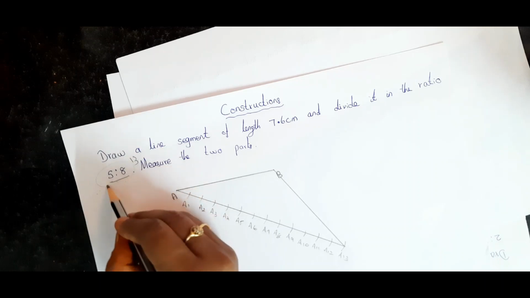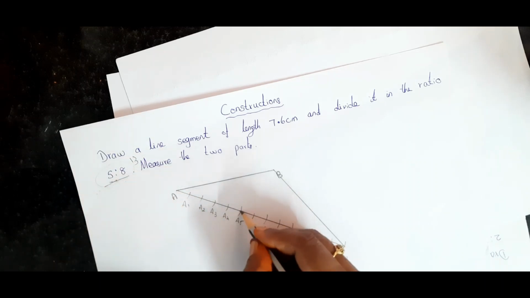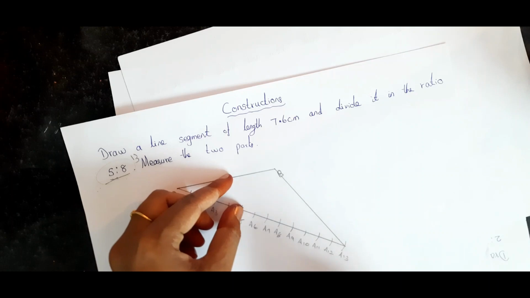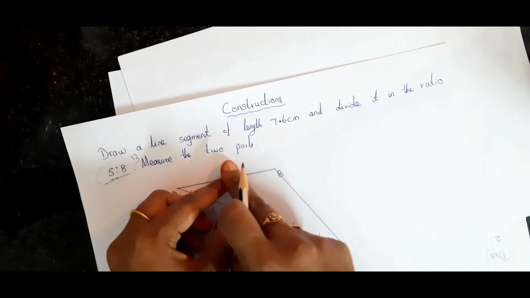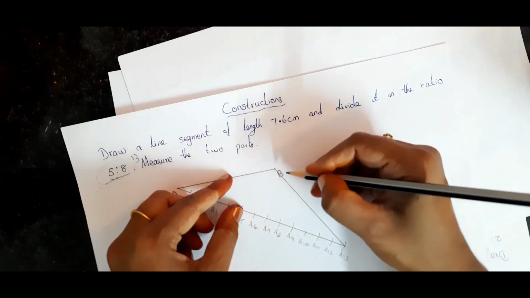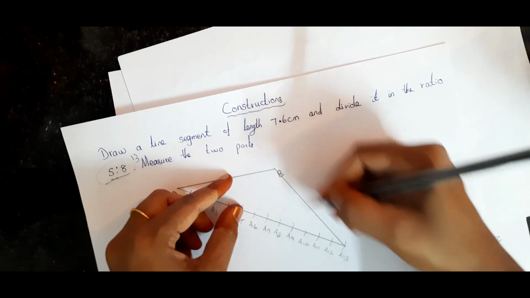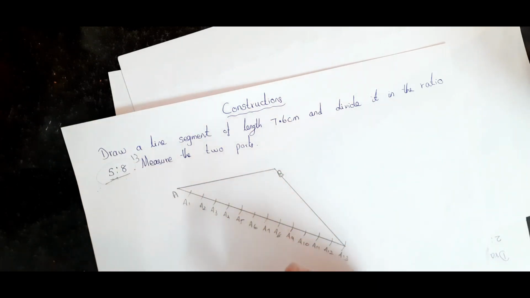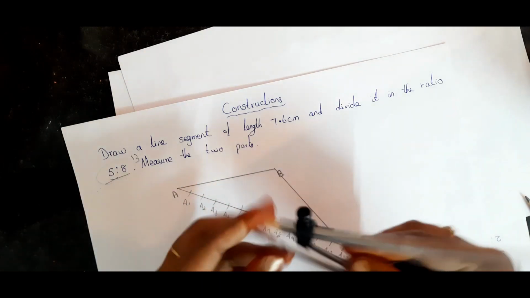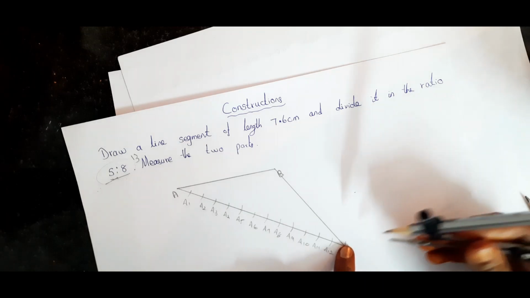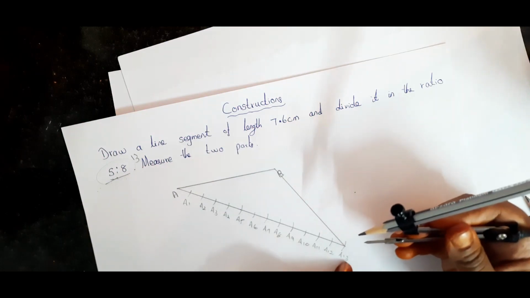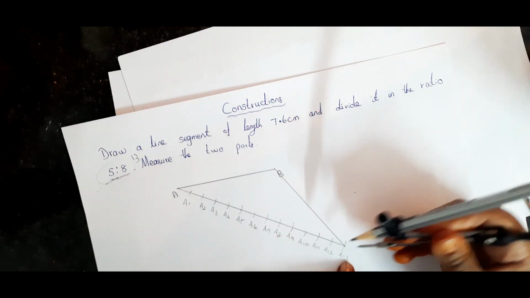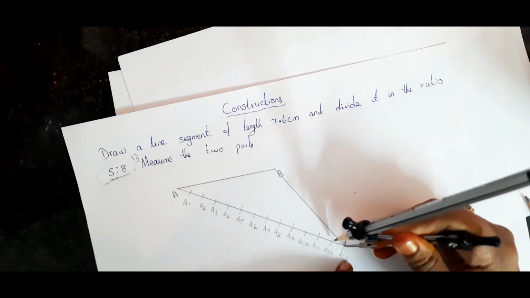Now what should we do? Our ratio is 5:8. What is the first number? 5. From A5 we need to draw a parallel line, parallel to BA13. How to draw the parallel line? See, take a compass at A13. We need to see A12 to A13, what is the distance? 1 centimeter, right? So take more than half of 1 centimeter.